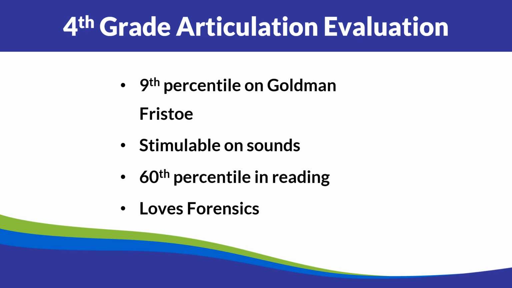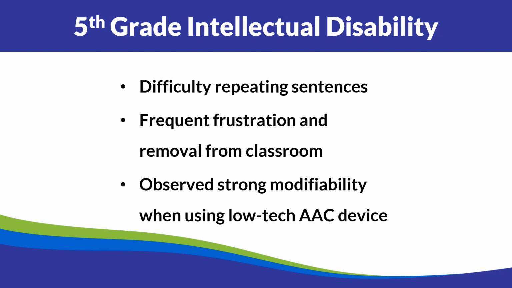We need the multiple assessment pieces, each adding significant value to the comprehensive evaluation. Our final example is a 5th grade student with an intellectual disability. He completed a norm reference test, which included a sentence repetition subtest. He scored less than the first percentile on this test. We see he's having a lot of difficulty getting through the day. However, a dynamic assessment showed that he made substantial communication gains when using an AAC device.